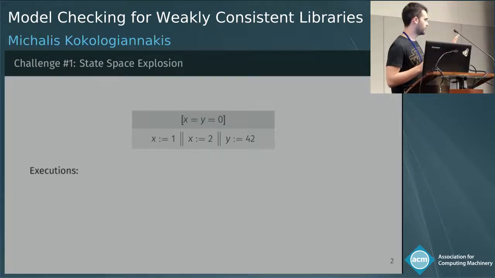If we have this program where x and y are initially 0, and the first thread is writing 1 to x, the second thread is writing 2 to x, and the third thread is writing 42 to y, how many executions does this program have? And I'm assuming a setting of sequential consistency for all the examples unless mentioned otherwise. Now, a stateless model checker would say that we have to explore 6 executions for this program because there are 3 instructions that can be interleaved in 3 factorial ways, so we have to explore 6 interleavings.